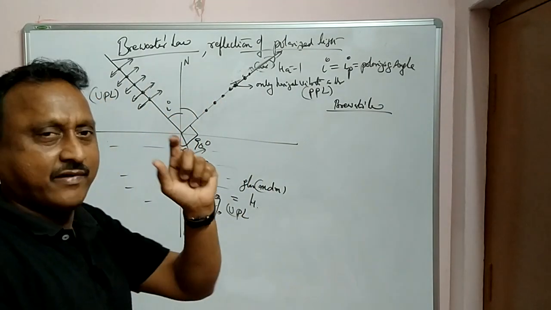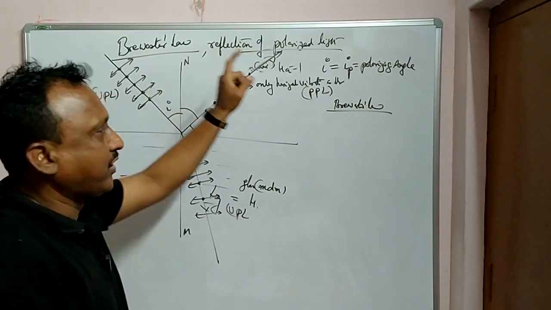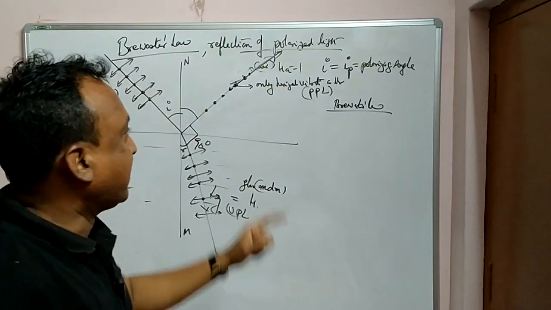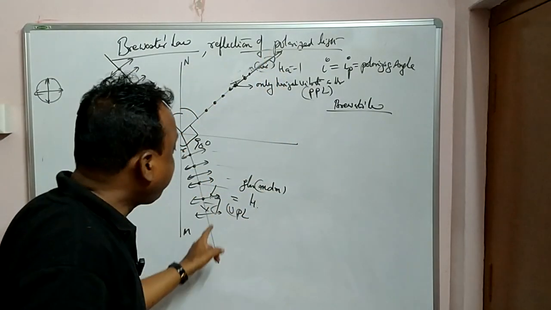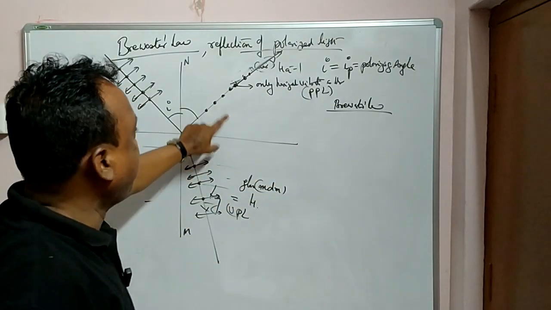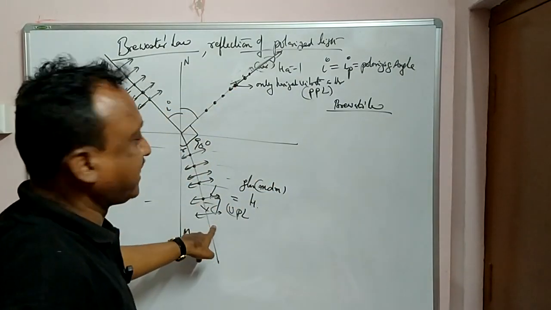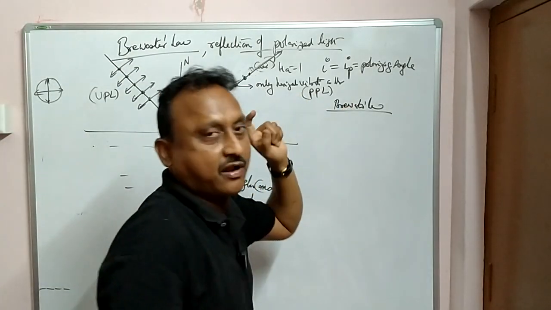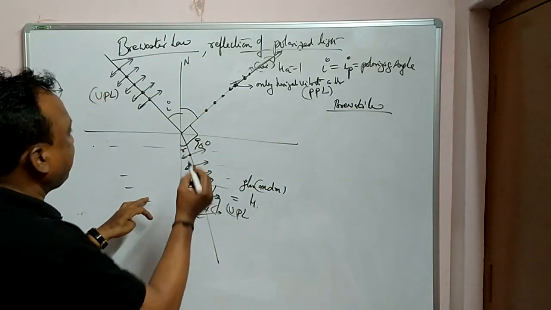Okay? And when light is incident at the polarizing angle IP, the reflected light ray and the refracted light ray both make an angle of 90 degrees. The angle between reflected and refracted light is 90 degrees. That is called Brewster's law. Now let us see some equations.